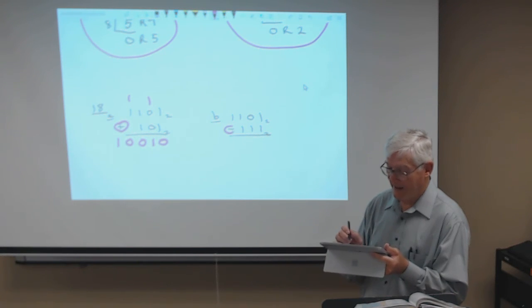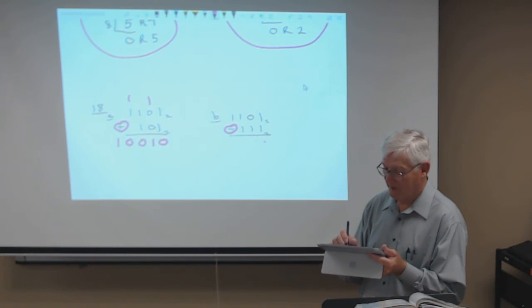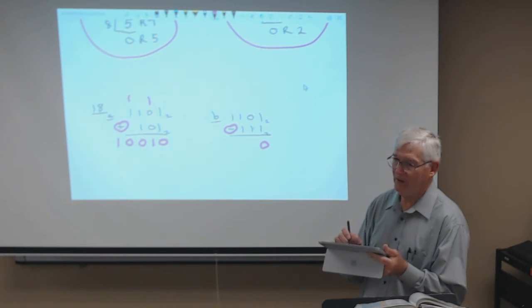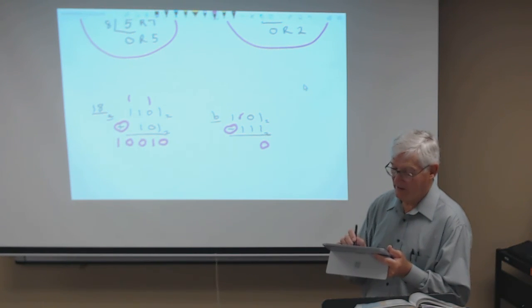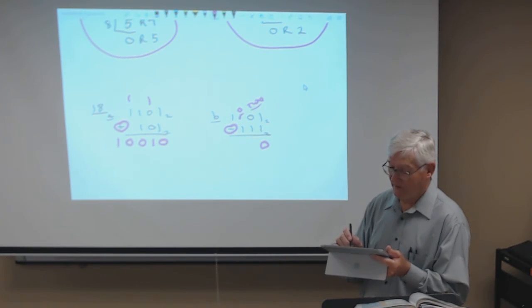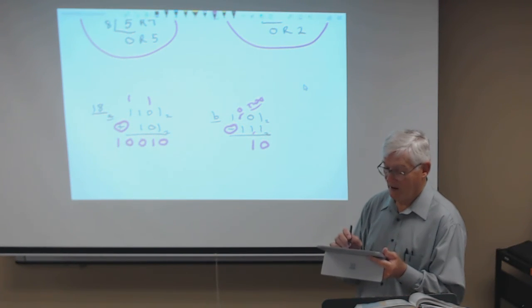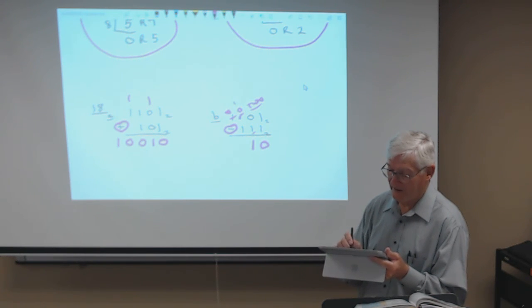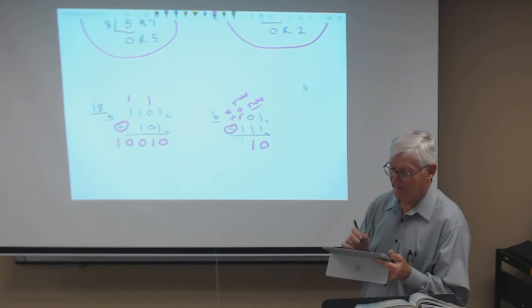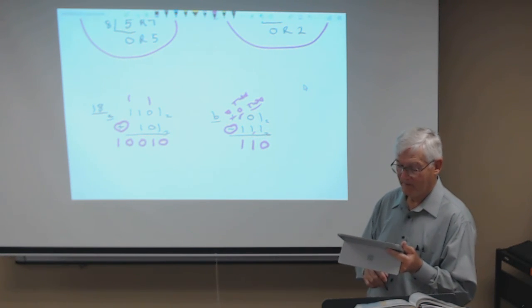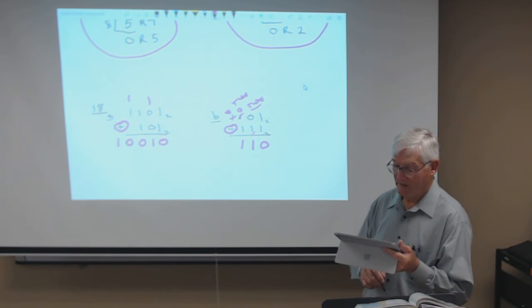How do I subtract in binary? What's 1 minus 1? 0. What's 0 minus 1? You can't do that. I have to borrow here. That becomes 0. And now I have 2 of these. 2 of these minus 1 of these leaves me with what? 1 of these. 0 minus 1, I can't do that. I have to borrow from here, and that gives me 2 of these. 2 of these minus 1 of these leaves me with 1. And there's the answer.